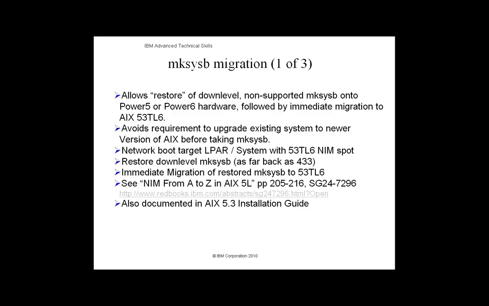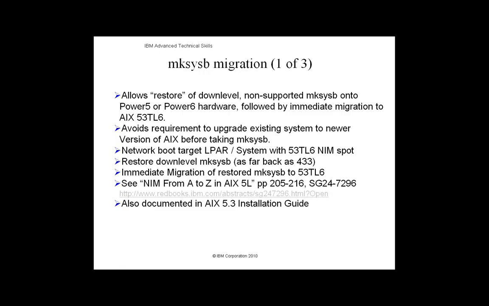Now, this next process is mksysb migration. This allows me to restore a down-level, non-supported mksysb onto new hardware, onto new Power 5, Power 6. It'll allow me to install on new Power 7 hardware. And it will immediately migrate it up. In my case, I was going to 5.3 TL6, but you know, if you're going to 6.1, if you're going to 7.1, that'd be possible there too. Right?